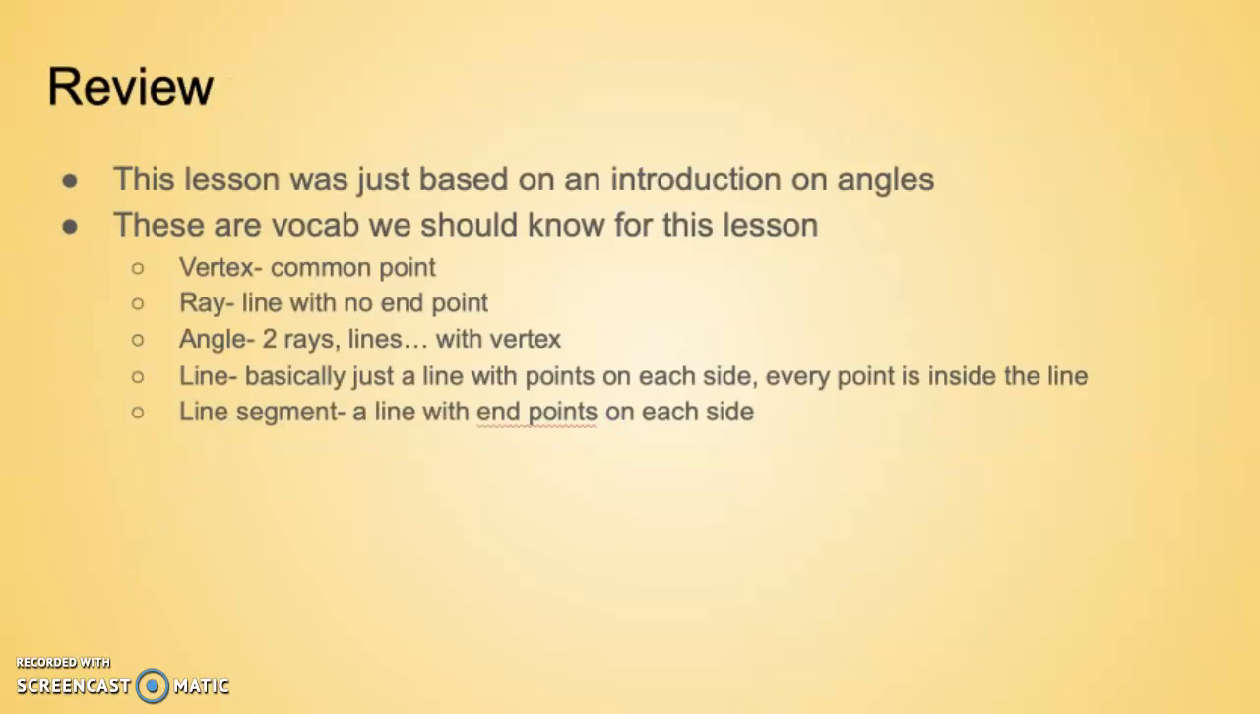Alright, so this is a review. This lesson was just based on an introduction to angles. And the vocab we should know for this lesson is vertex, ray, angle, line, and line segment. We already went over vertex, ray, and angle, and I already explained what a line segment and line is, but just to say it one more time, a line is basically just what it is, a line with points on each side, and every point has to be inside the line and it cannot go out of the endpoint. A line segment is very similar. It's a line with endpoints on each side.